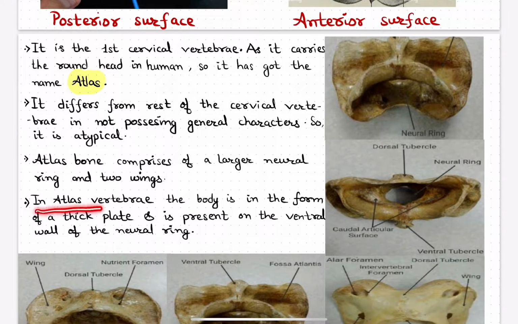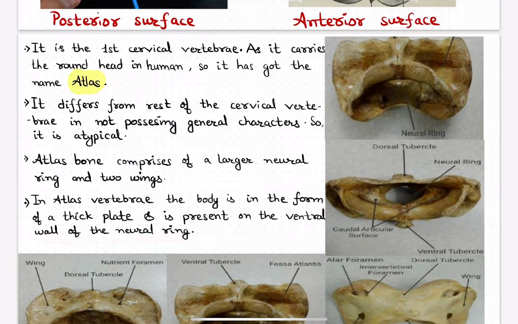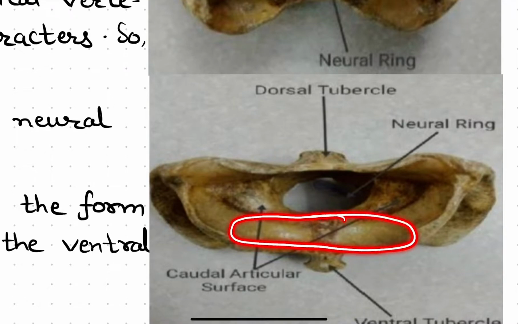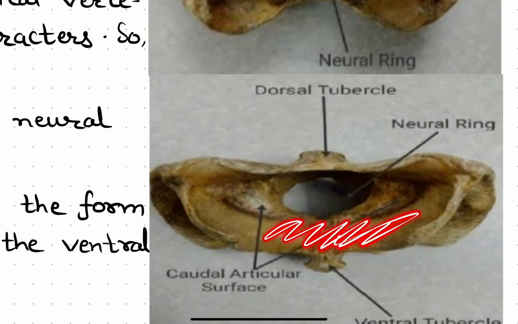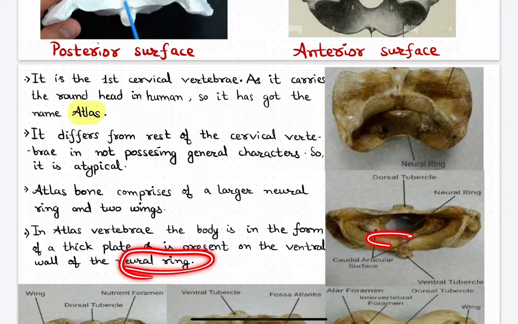In the atlas vertebra, the body is in the form of a thick plate and is present on the ventral wall of the neural ring. What it is telling us is that in this atlas bone, the body is present in the ventral region in the form of a thick plate. This is the thick plate in the ventral region. This forms the floor of the neural ring in the case of the atlas bone.